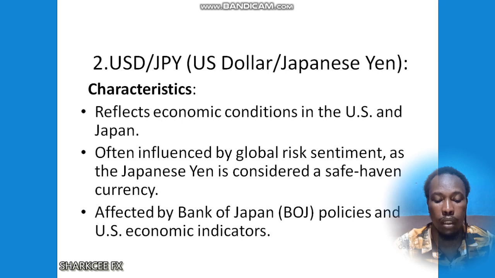USD/JPY, Japanese yen. Characteristics: reflects economic conditions in the US and Japan, often influenced by global risk sentiment, as the Japanese yen is considered a safe haven currency. Affected by Bank of Japan policies and US economic indicators.